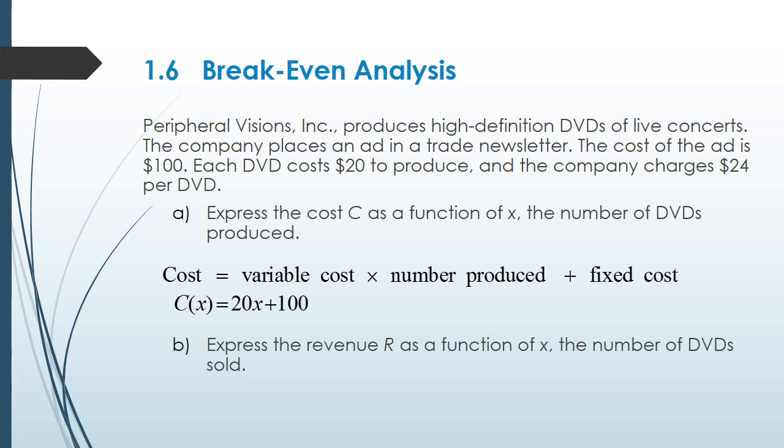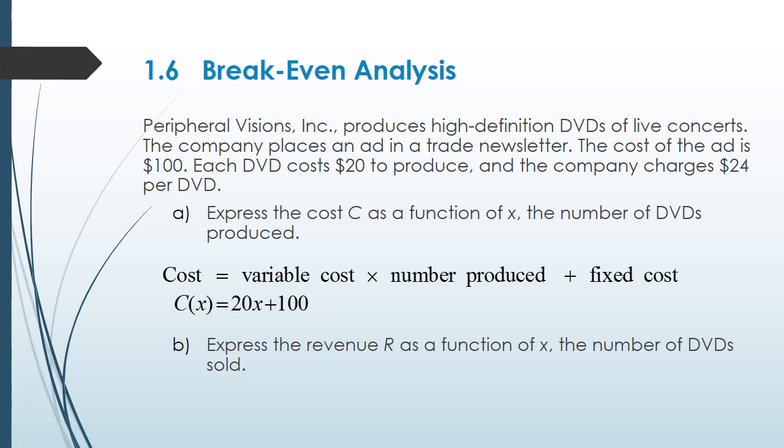Okay, our cost is going to be the variable cost times the number produced plus the fixed cost. The variable cost, it's variable because we don't know how many we're going to produce. So it's going to be $20 per DVD, 20x. The fixed cost is the charge for the ad, which is $100, and that won't change no matter how many DVDs are produced. So our cost formula is 20x plus 100.